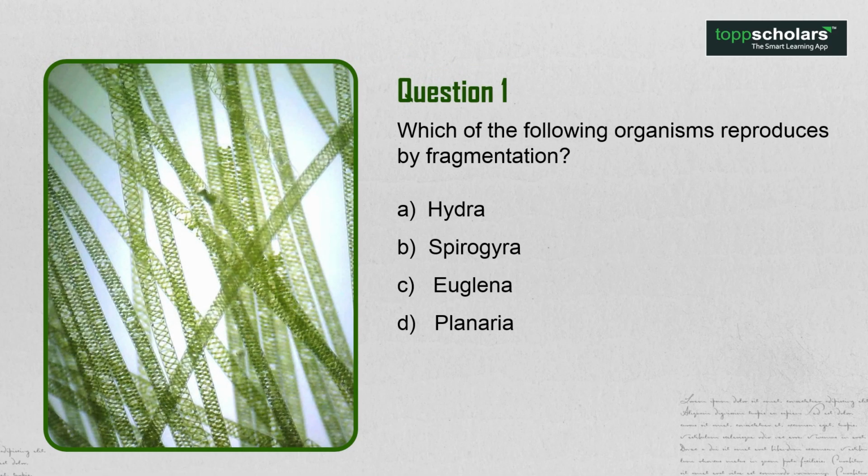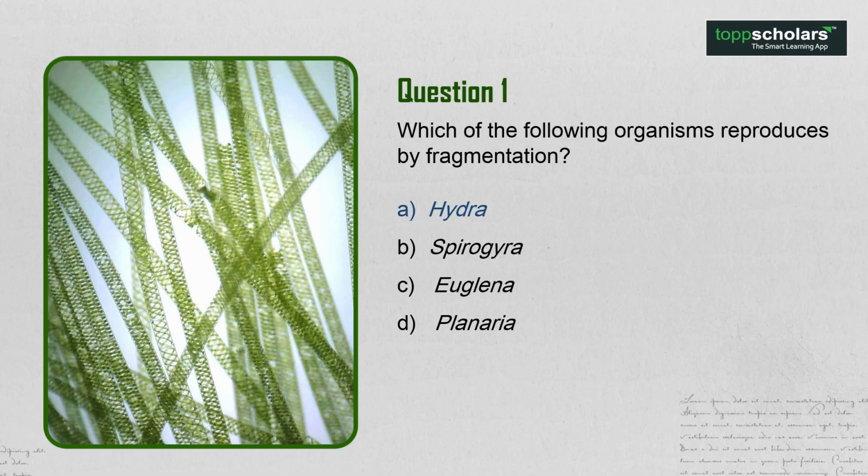Question 1. Which of the following organisms reproduce by fragmentation? Option A, Hydra. Option B, Spirogyra. Option C, Euglena. Option D, Planaria. The correct answer is Spirogyra.